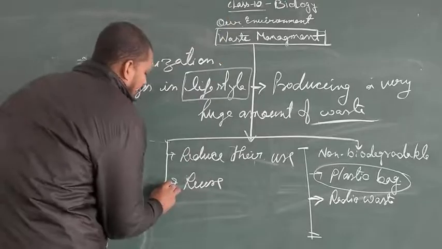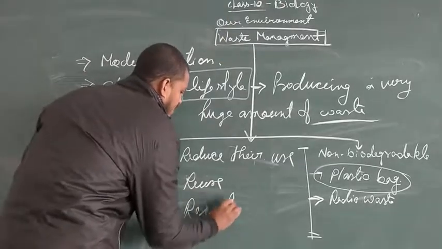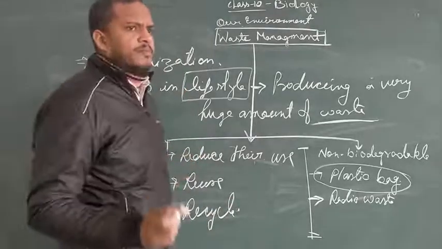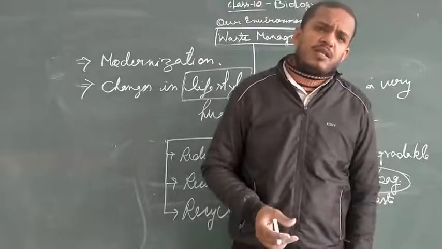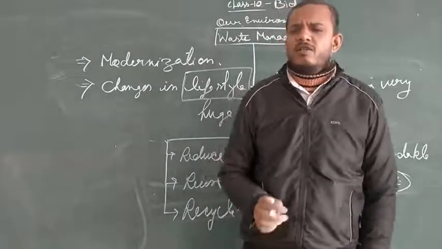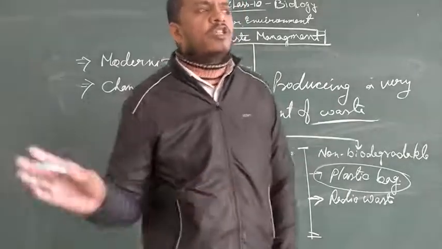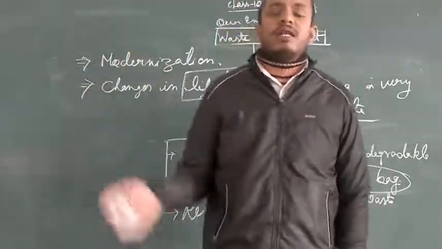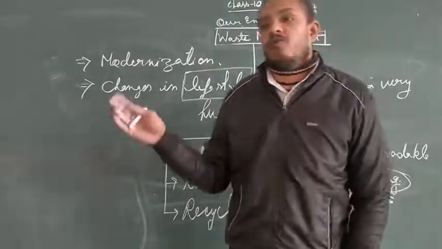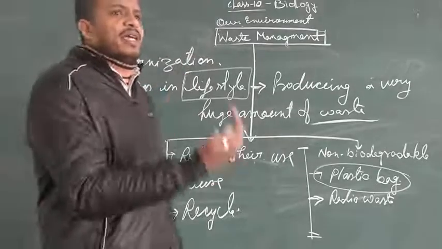Third point, that is recycling. Suppose plastic bottles, plastic chairs, other plastic utensils and materials are not in use, they have become waste, they are not proper. Instead of throwing them, there are sellers to whom you can transfer that and even get some money. They are going to take them and recycle them. They are going to melt them and reuse them again.